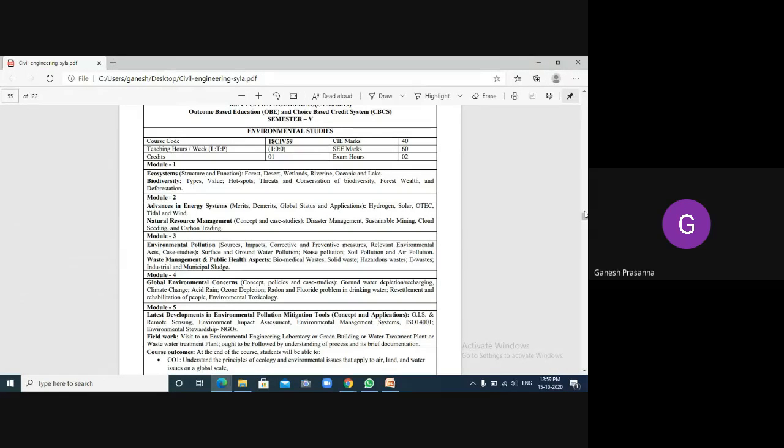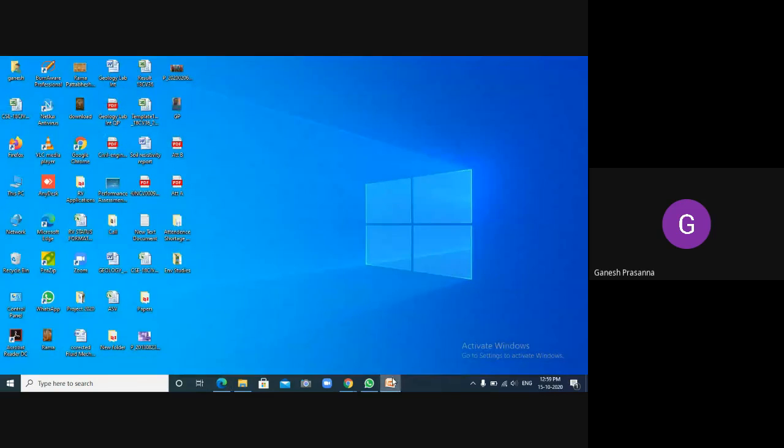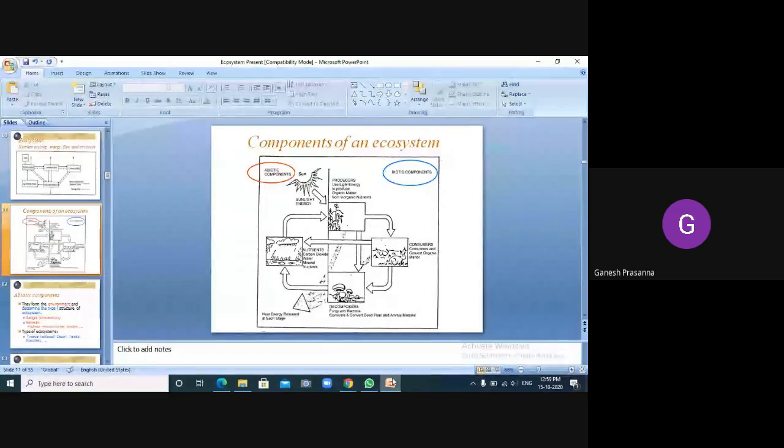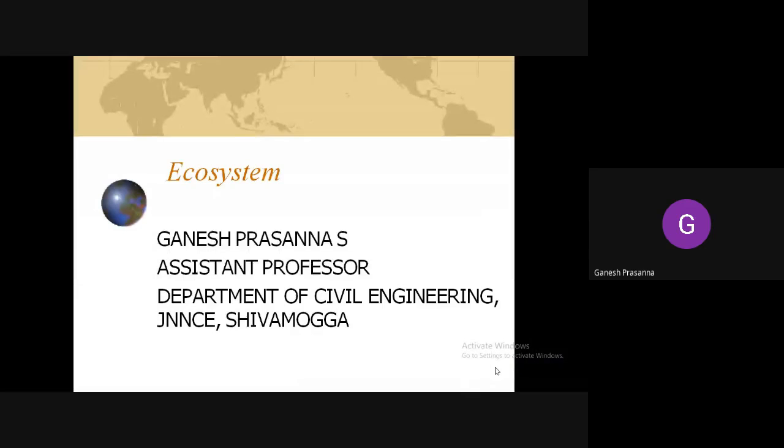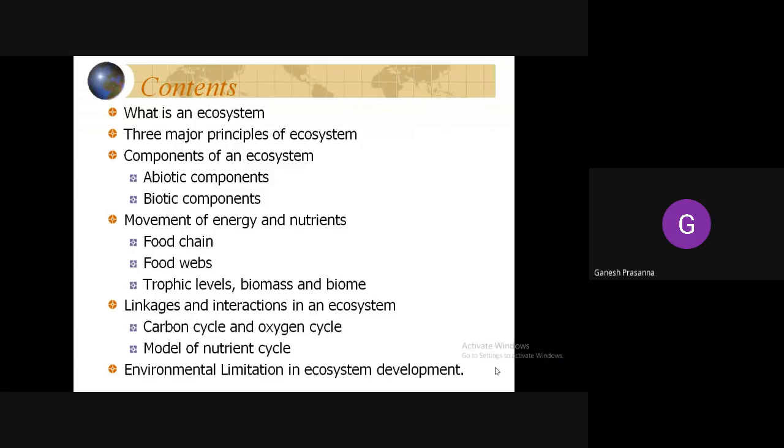So today we shall start our discussion on the ecosystems. So what do you mean by ecosystem? See, the contents comprised in this session are the ecosystems, principles of ecosystem, components, movement of energy and nutrients, linkages, and also environmental limitation. Now, first one, what is an ecosystem?